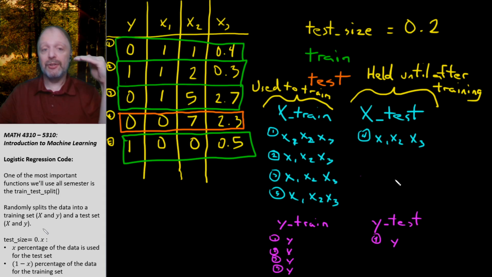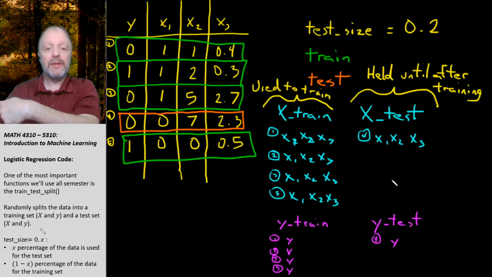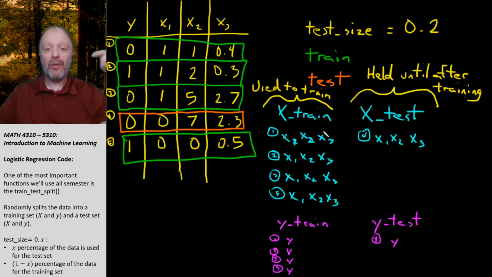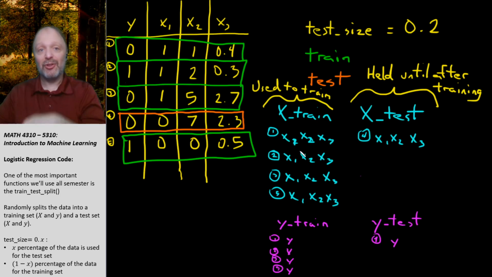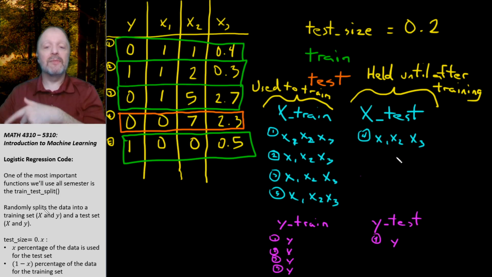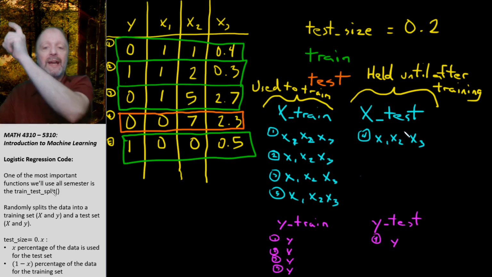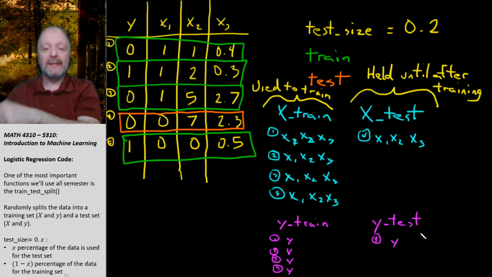It randomly picks the training examples that it's going to use to train, then the rest of them are going to be used to test with. All the features from the training examples go to X-train, all the outcomes go to Y-train, and then it does the same thing with the test examples. The features go to X test, the outcomes to Y test.